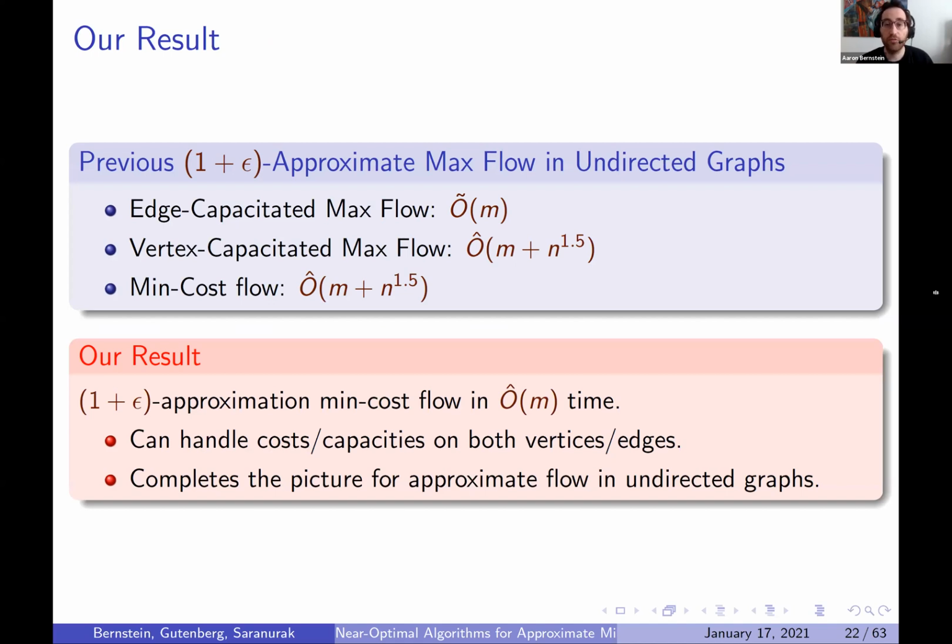Okay, so those are two results. So you might ask, why are these related? Why are these part of one talk? Dynamic shortest paths, max flow. What do these have to do with each other? So I will briefly address that.